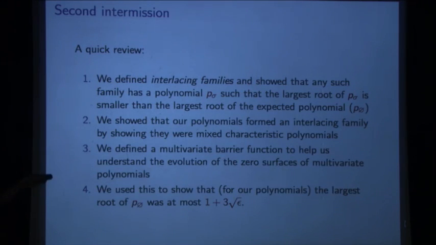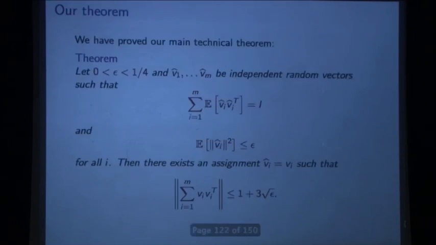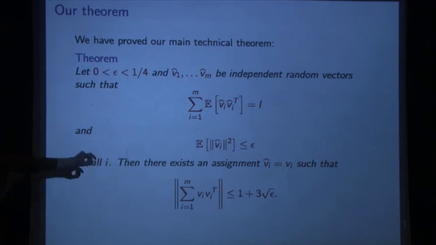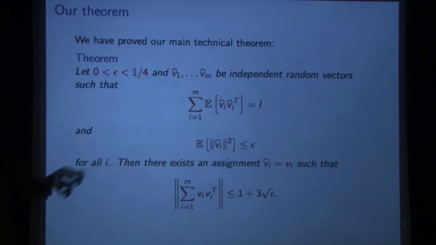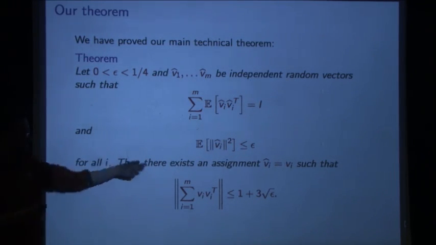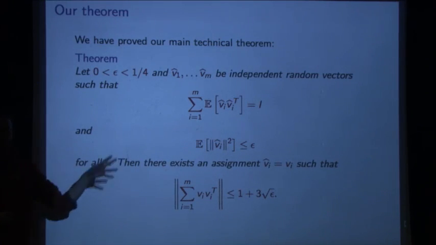And we used this to show that for our polynomials, the largest root of the expected characteristic polynomial was at most 1 plus 3 square roots of epsilon. OK, so now let's prove the theorem. We've proved our main technical theorem for when epsilon is between 0 and 1/4. If we have the expected outer products equal the identity, and the expected norm squared is less than or equal to epsilon, then there exists some assignment for which the norm is less than or equal to 1 plus 3 square roots of epsilon.